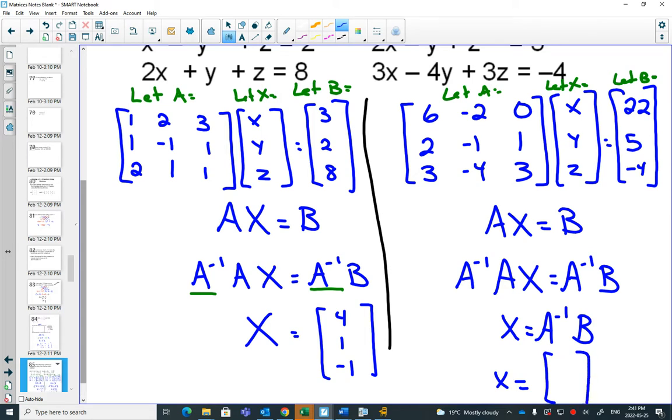And did anyone by chance get that second one already? And what did you get? 5, 4, negative 1.